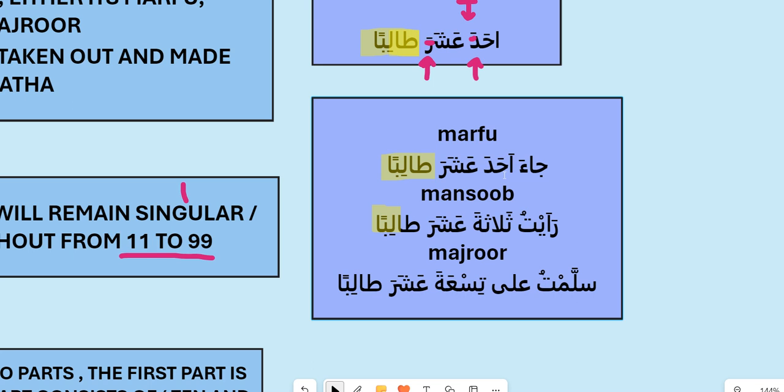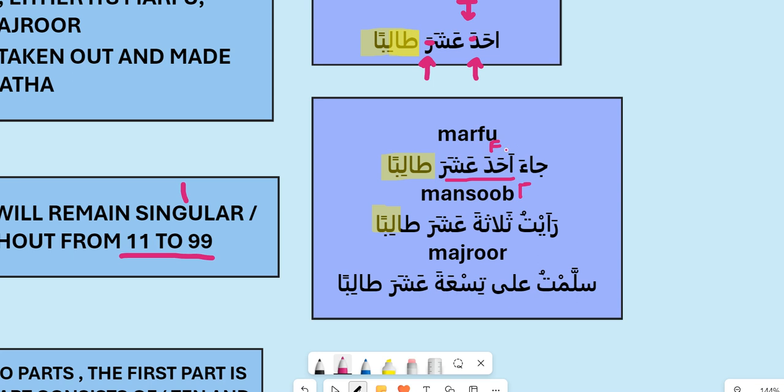So here, in the marfu case, you can see the jumla is a jumla failure. So first there is a fi'l, I mean fail. Jaa is a fi'l madi, ahada ashara. So what is the position the number is in? The number is in the position of a fail, the doer. So what is the formula that we should be following? That is fi'l plus fail.